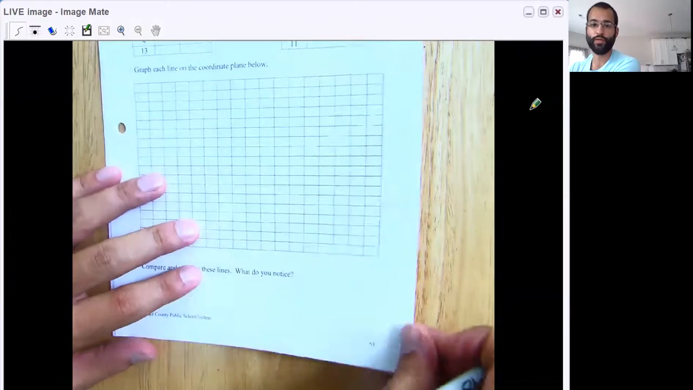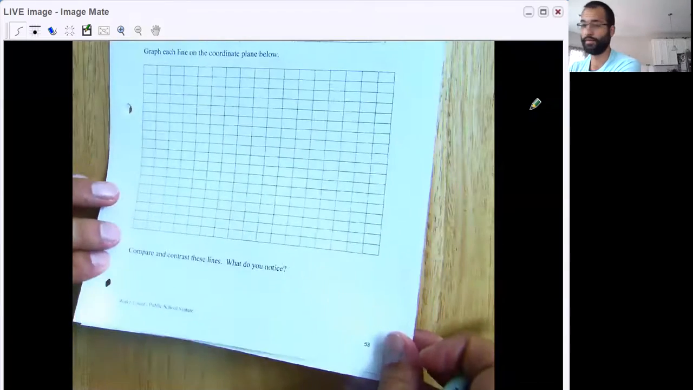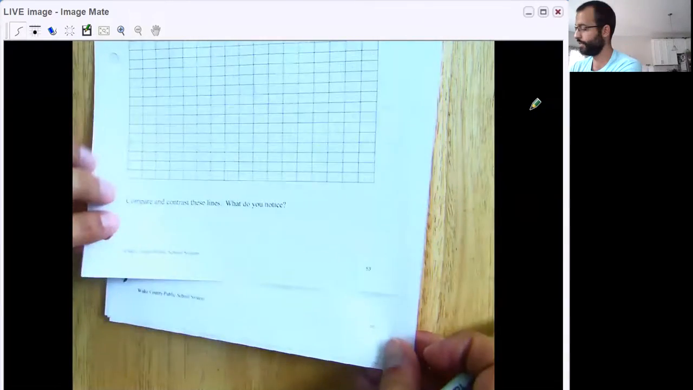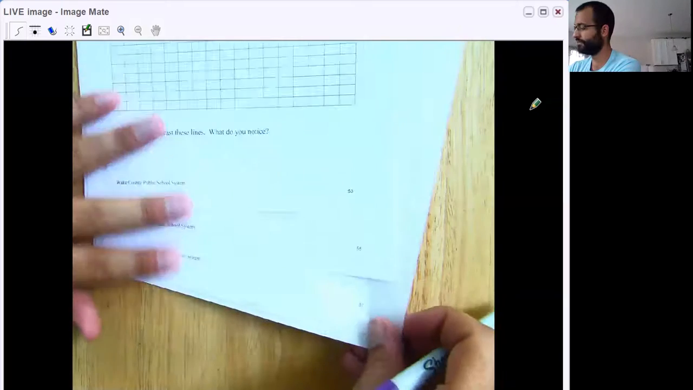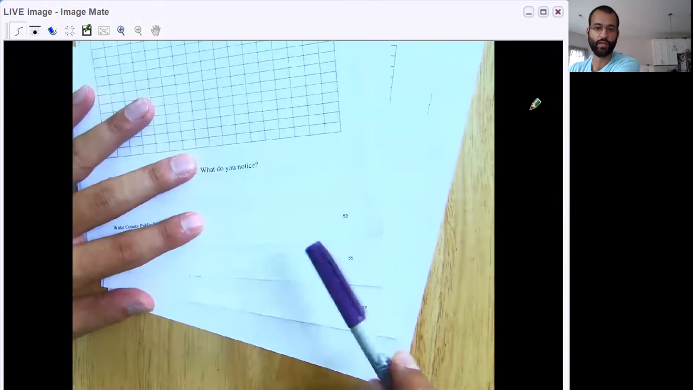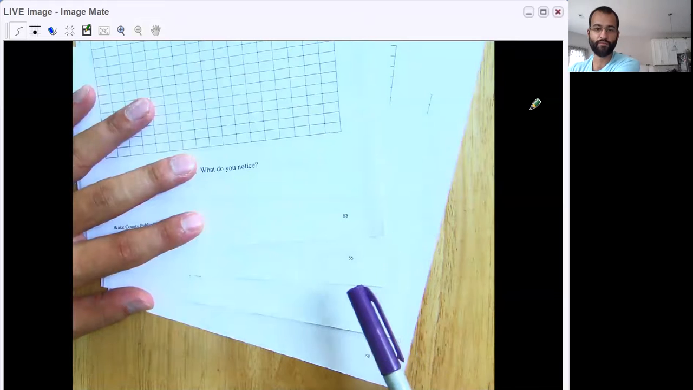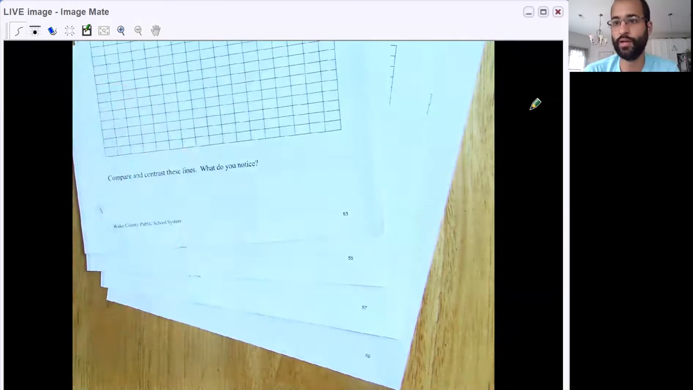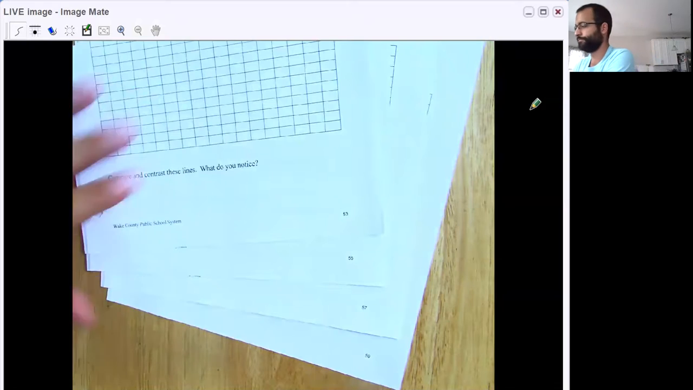This is lesson 8, by the way. You're going to need page 53, 55, 57, and 59. Let me hold that up for you so that you can see 53, 55, 57, 59. Go ahead and pause this right here, get out those 4 pages, and then we're going to be looking at page 53 first.